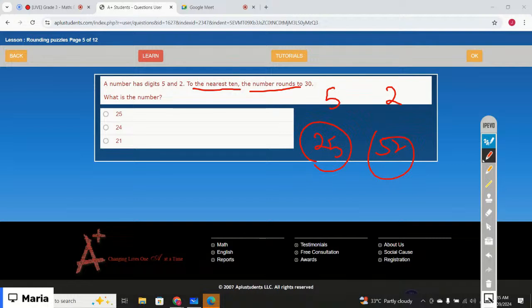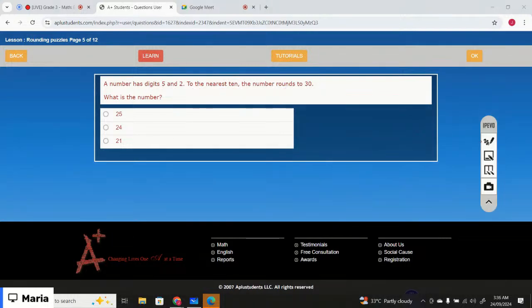25 is rounded off to 30, right? So the correct option is 25. Got it? Option number 1 is the correct option. 25 it is.